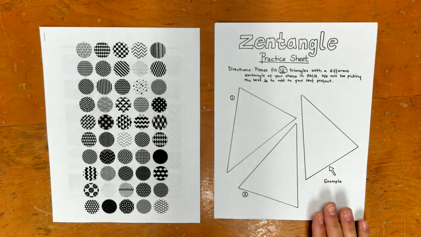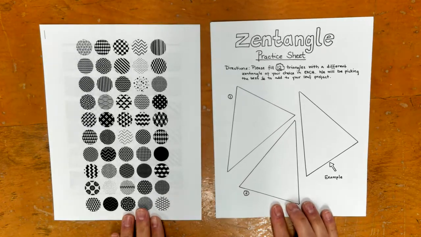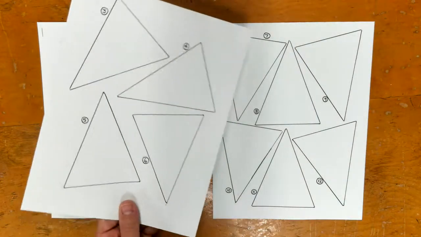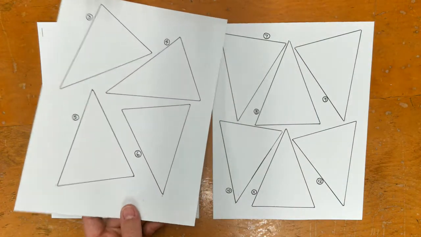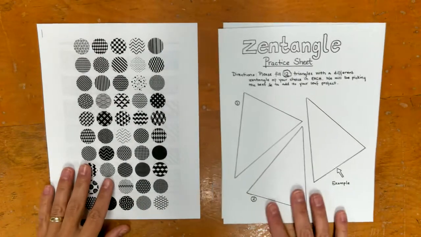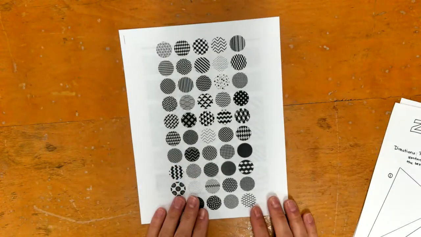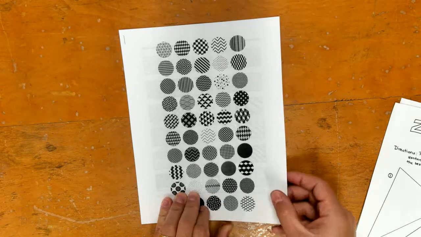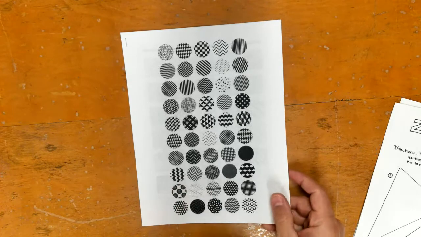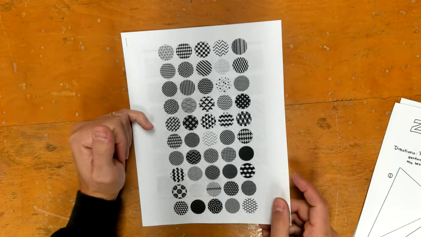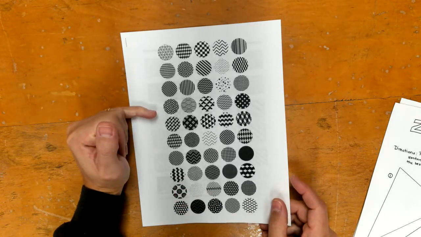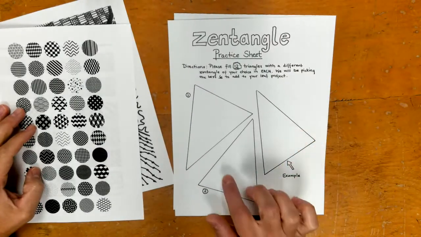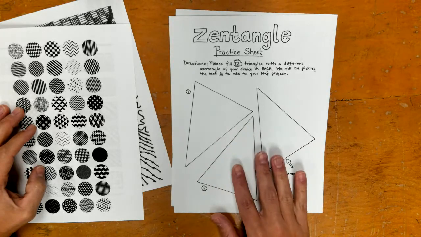So you're going to have two different resources here. One is our Zentangle practice sheet, and this has multiple triangles for you to practice. And then we have the Zentangle, our visual texture example sheet. And this is filled with different examples. The hard part is all I'm asking you to do is find 12 and do them inside of these triangles.